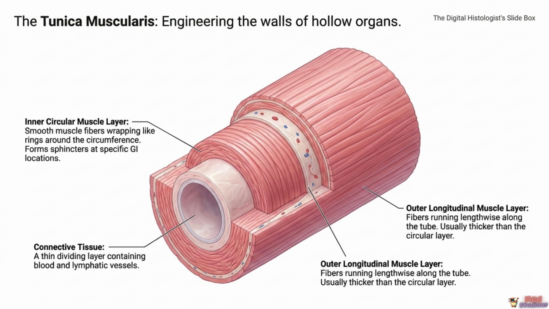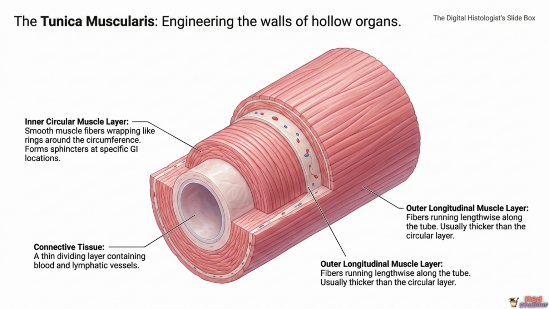Wrapping around the outside of this is the outer longitudinal muscle layer. In this layer, the muscle fibers run lengthwise, parallel to the organ tube, and this outer layer is usually thicker than the circular one inside. Sandwiched delicately between these two contrasting sheets of muscle is a very thin dividing layer of connective tissue.